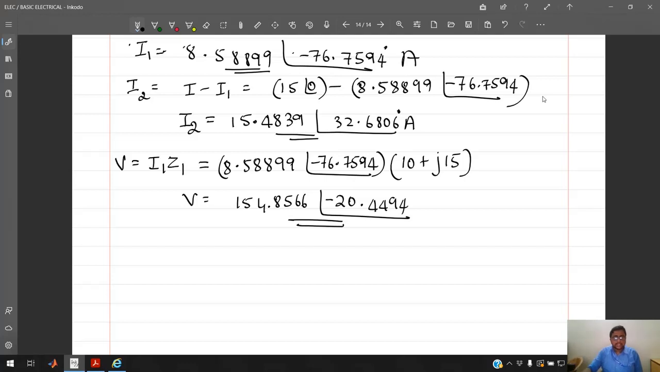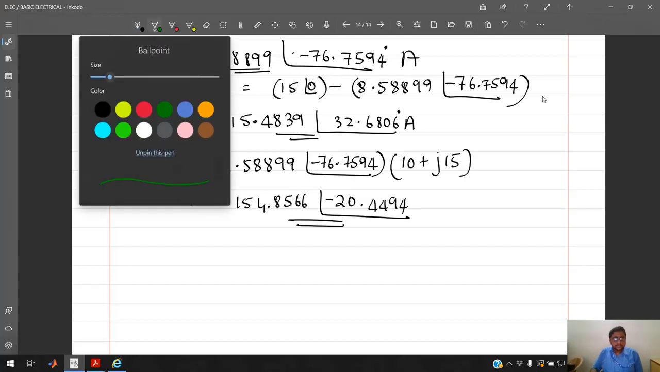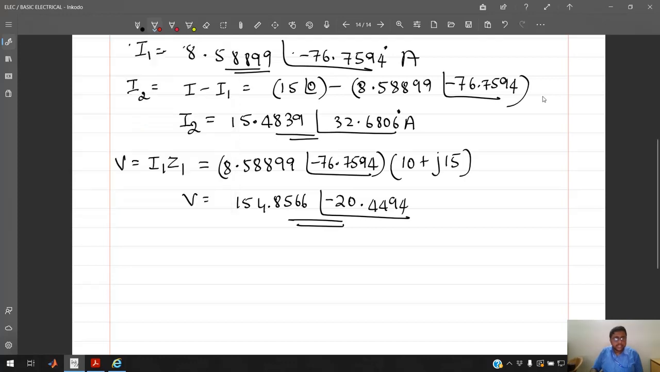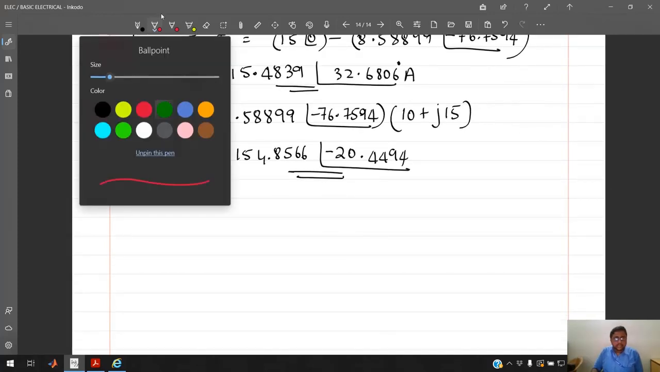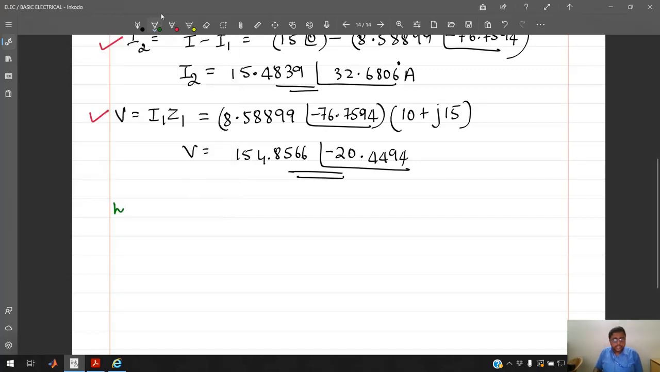So these are the parameters which you have calculated now. That is, I1 you have calculated, I2 you have calculated, V you have calculated. Now you need to calculate what is the power. We know that power is equal to V I cos phi.